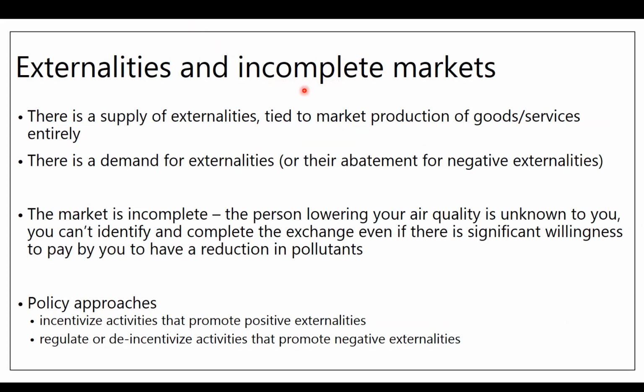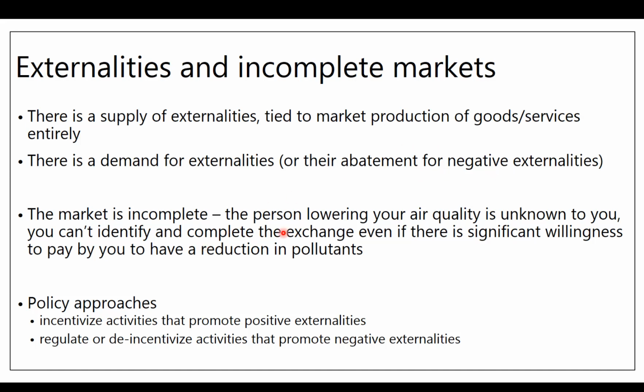Okay, incomplete markets. There's a supply of externalities, and it's tied directly to the market production of those goods and services. And then same thing on the demand for externalities, or sometimes we turn it around and say not demand for the externalities, but demand for the abatement. That means the reduction of negative externalities.